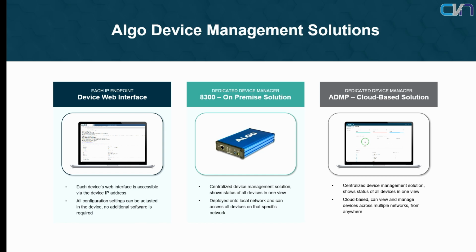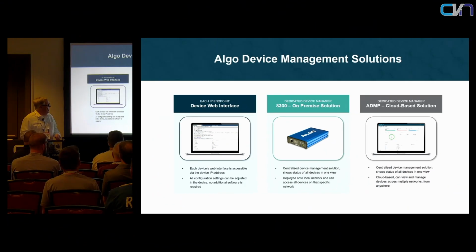We can do it. The 8300, which is the device that I have here, basically that's an on-site domain, like subnet-specific device. It'll basically go out and find all the Algo devices, up to 350 of them. It'll monitor them, allow you to make changes to them, and be able to push configuration out to multiple devices.